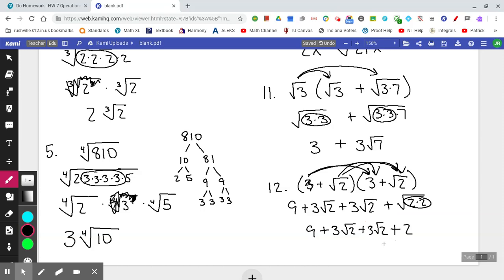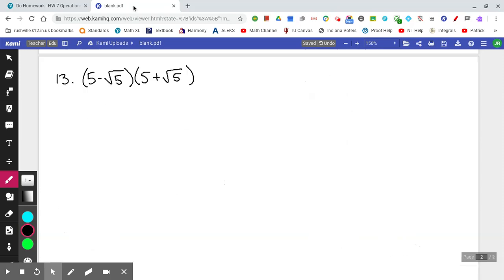Last thing to do is look for any like terms. So 9 and 2, those are just constants. So I can combine those. 9 plus 2 is going to give me the 11. And then this is 3 square roots of 2 plus 3 square roots of 2, which means that I have 6 square roots of 2. So my final answer for number 12 would be 11 plus 6 square root of 2.